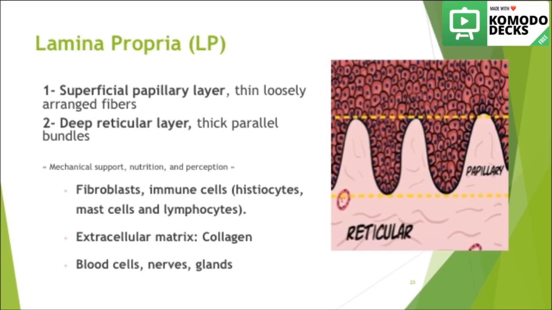The main type of collagen is collagen type 1, which establishes 90% of the extracellular matrix. It can be seen also some blood cells, nerves, and glands.